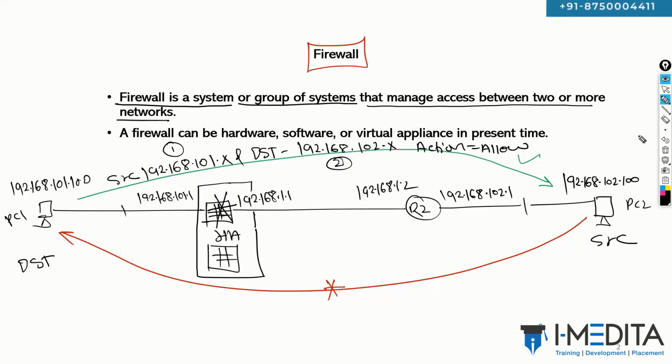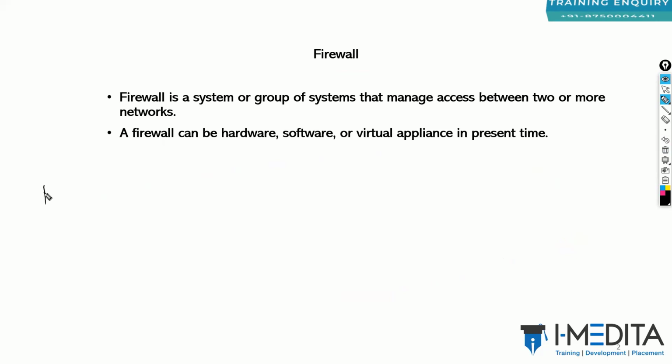Clear? Clear, more than clear. Done. And next thing is here, firewall can be hardware. So when we are replacing a router with a firewall, at that time, the firewall will be in the format of hardware. Firewall can be software. When a firewall is software, for example, we have a PC, we have a server.